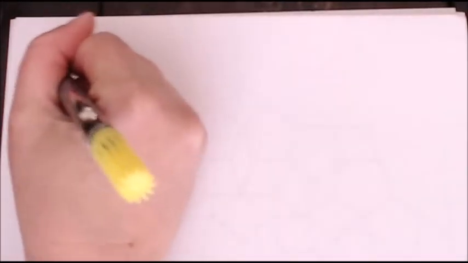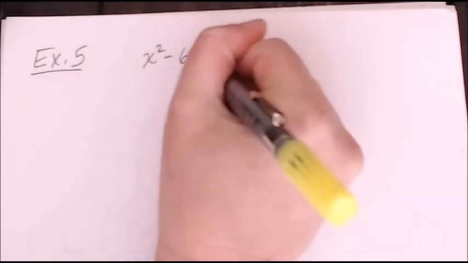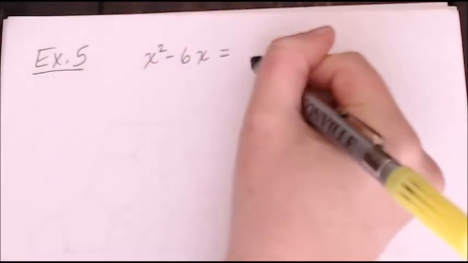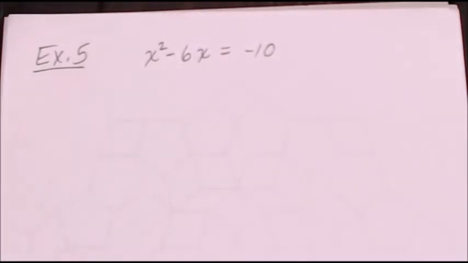Okay, let's take a look at example 5. So they're asking us to solve the equation x squared minus 6x equals negative 10. Now, we could try to move the 10 to the other side and see if it factors. This is not going to factor, however. So let's see if this would be a good candidate for completing the square. You notice that the leading coefficient is 1, and the b value, that middle term, is even. So that's a good time to use completing the square.